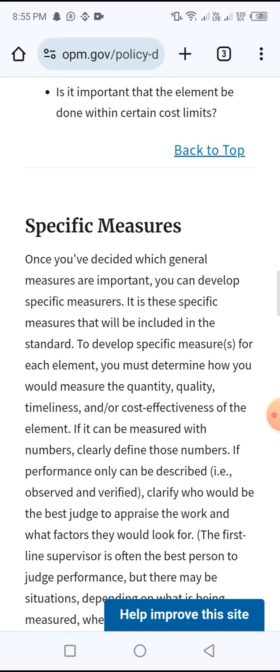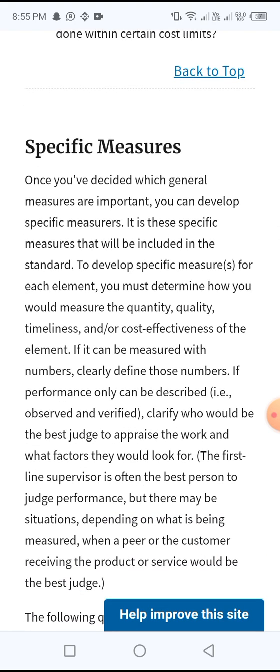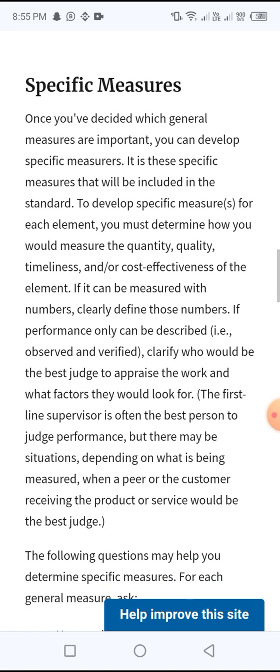Specific measurements. Once you have decided which general measures are important, you can develop specific measures. It is these specific measures that will be included in the standard. To develop specific measures for each element, you must determine how you would measure the quantity, quality, timeliness, and or cost effectiveness of the element. If it can be measured with numbers, clearly define those numbers. If performance only can be described, observed, and verified, clarify who would be the best judge to appraise the work and what factors they would look for.